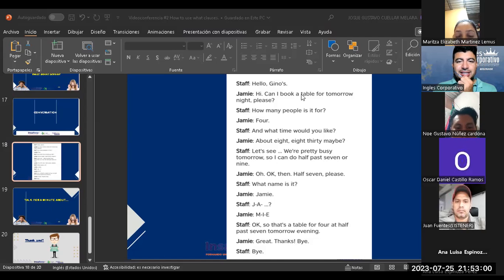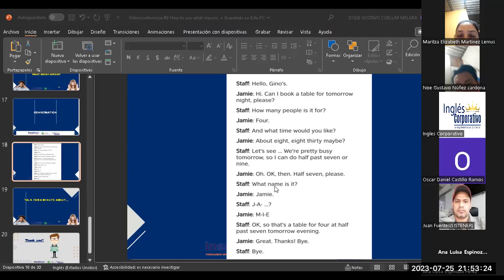Entonces, si se encuentra, está bastante práctica. Solo se trata, pues, de una reservación. Book a table for tomorrow. Reservación para mañana. Okay. Están dando los datos de la hora. Y Jamie está deletreando. J-A. El staff es la persona, el agente que está pues atendiendo, ¿verdad? Jamie es el cliente. Ok. Maybe we can have a screenshot. Vamos a tener una captura.